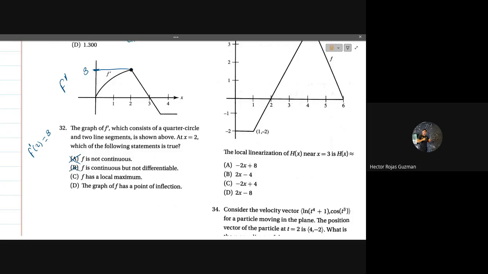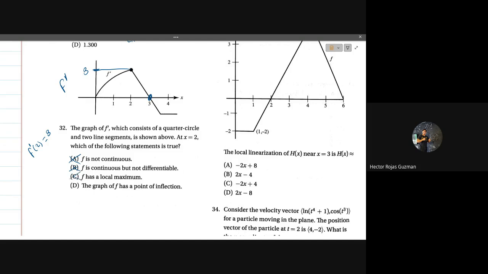The mistake people are going to make is trying to differentiate what they see. They're going to say, oh, that's a corner, it's not differentiable. But then you're trying to figure out f double prime of 2, and they're not asking for f double prime of 2. F has a local maximum. Well, if you just look at the graph, it looks like there's a max, but this is not f, and this is not a max. A local max would be at 3.